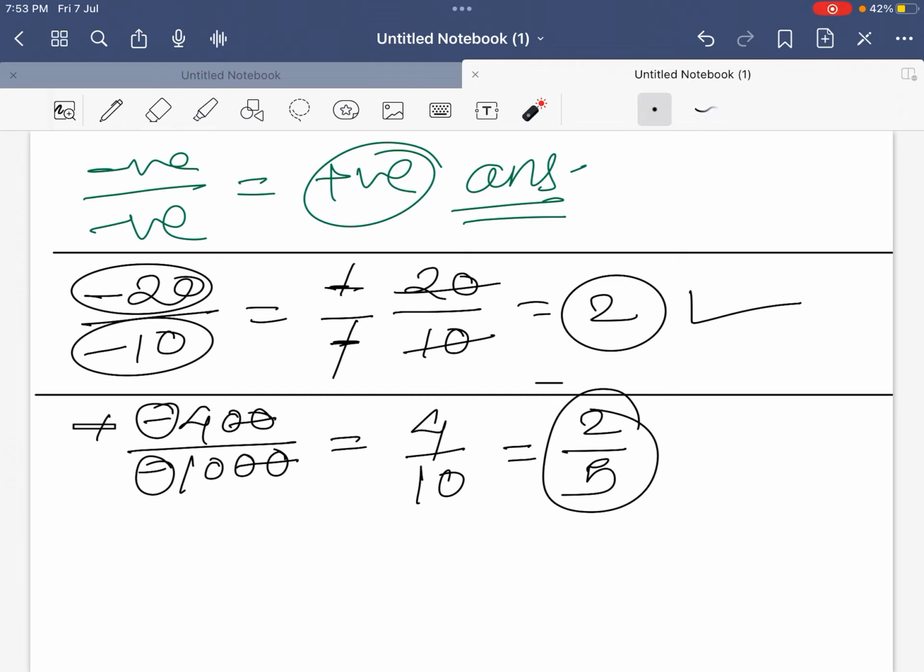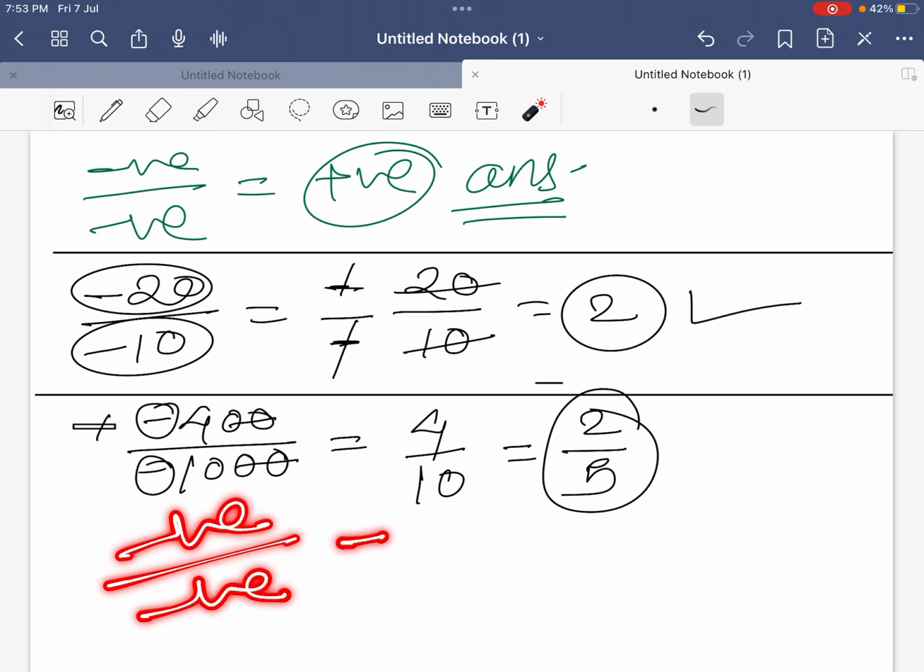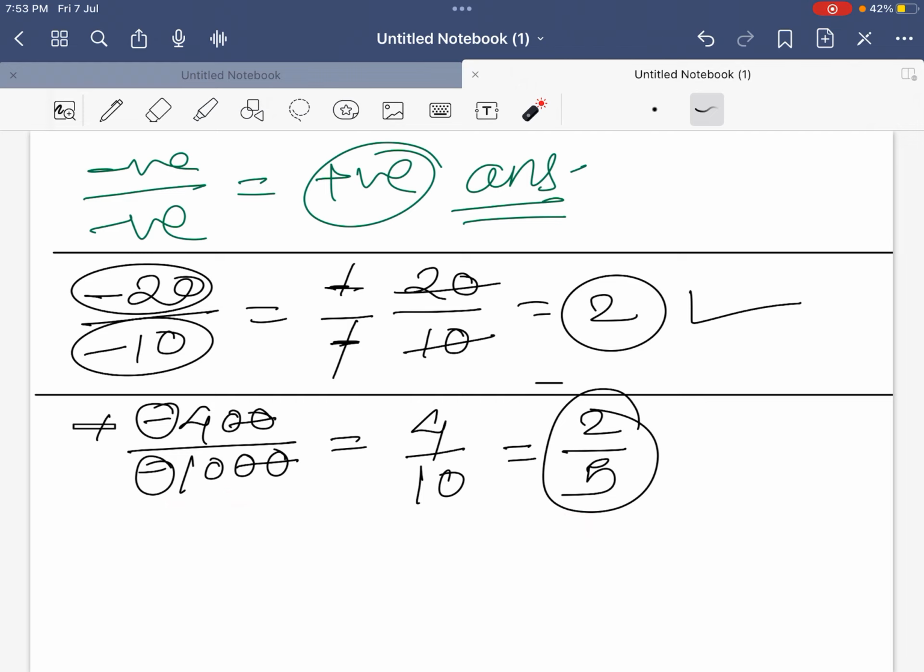So likewise, we have to solve the question if they ask, or if a negative term is divided by a negative term, your answer is always a positive term. Clear? Now let's move to the second example, which is related to the similar one.